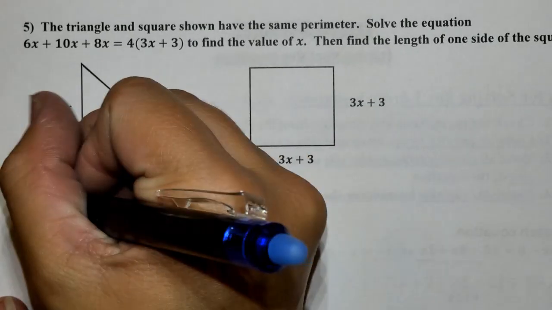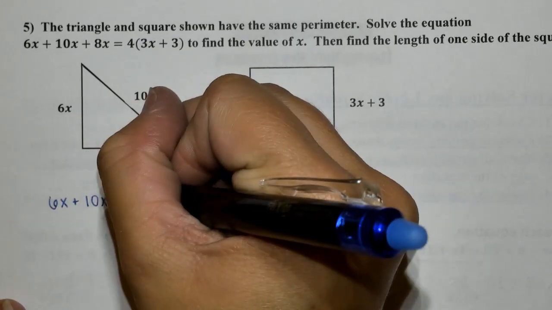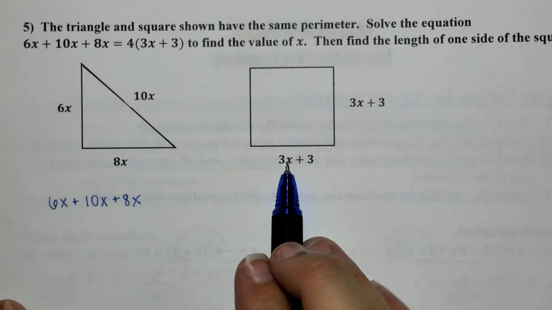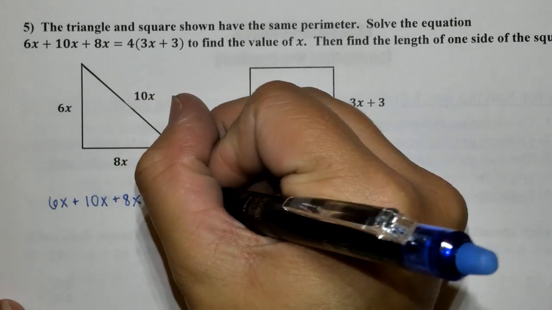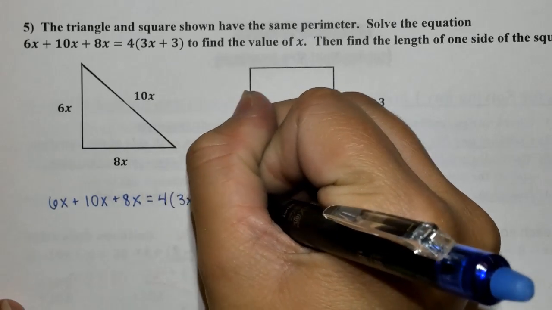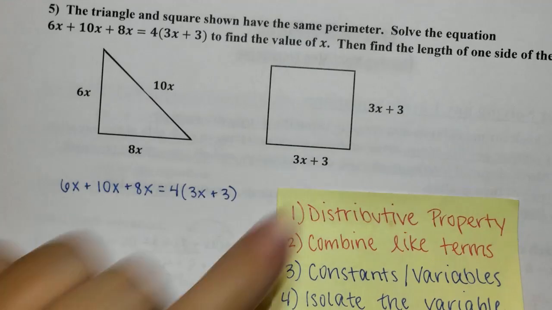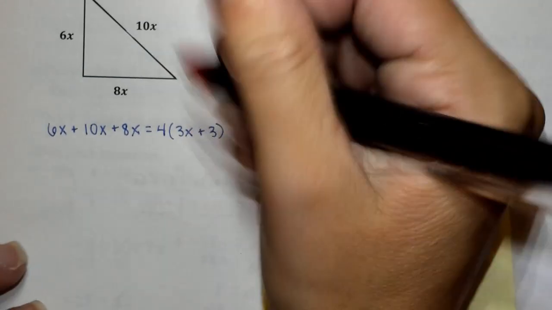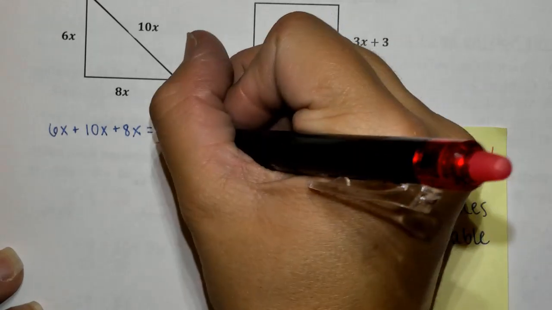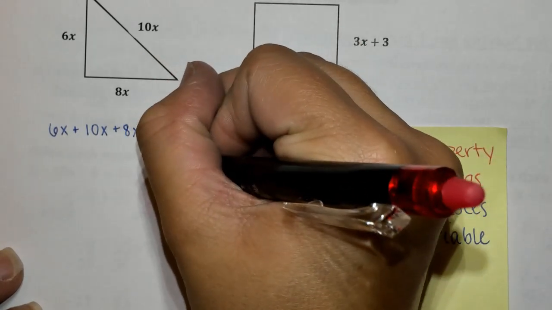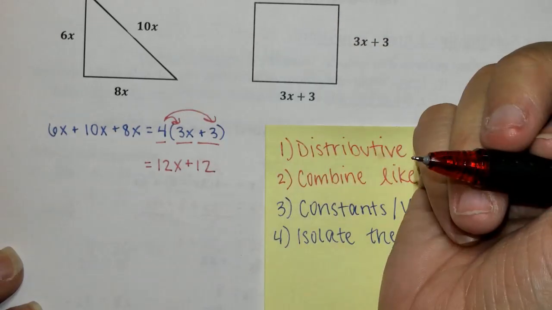So first, start by writing down our equation. It says to solve for x, which makes sense because once we know what x is, all we have to do is plug it in here, and we'll know what one side of the square is. Equals 4 times 3x plus 3. All right, remember, step 1. We start with the distributive property. So I've got one set of parentheses, 4 times 3x, so 4 times 3x is just 12x. 4 times positive 3 is positive 12. And the left side we just bring down.